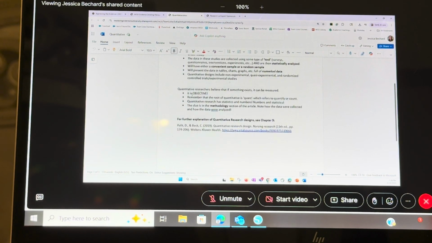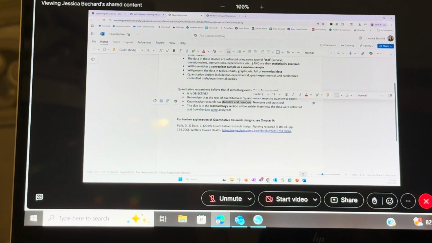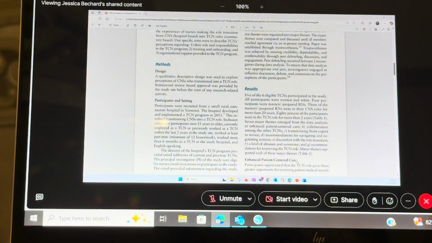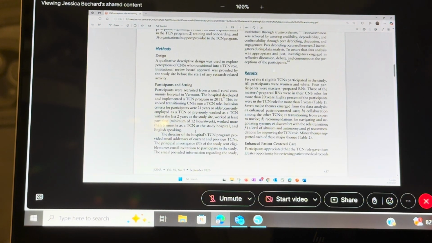The big thing to know about quantitative research is that if something exists, it can be measured. It is objective, okay? So we're looking to quantify things or to count. And the big thing, you're going to have statistics and numbers, okay? So let's go back to our article. So let's look at their methodology and what they did, okay?